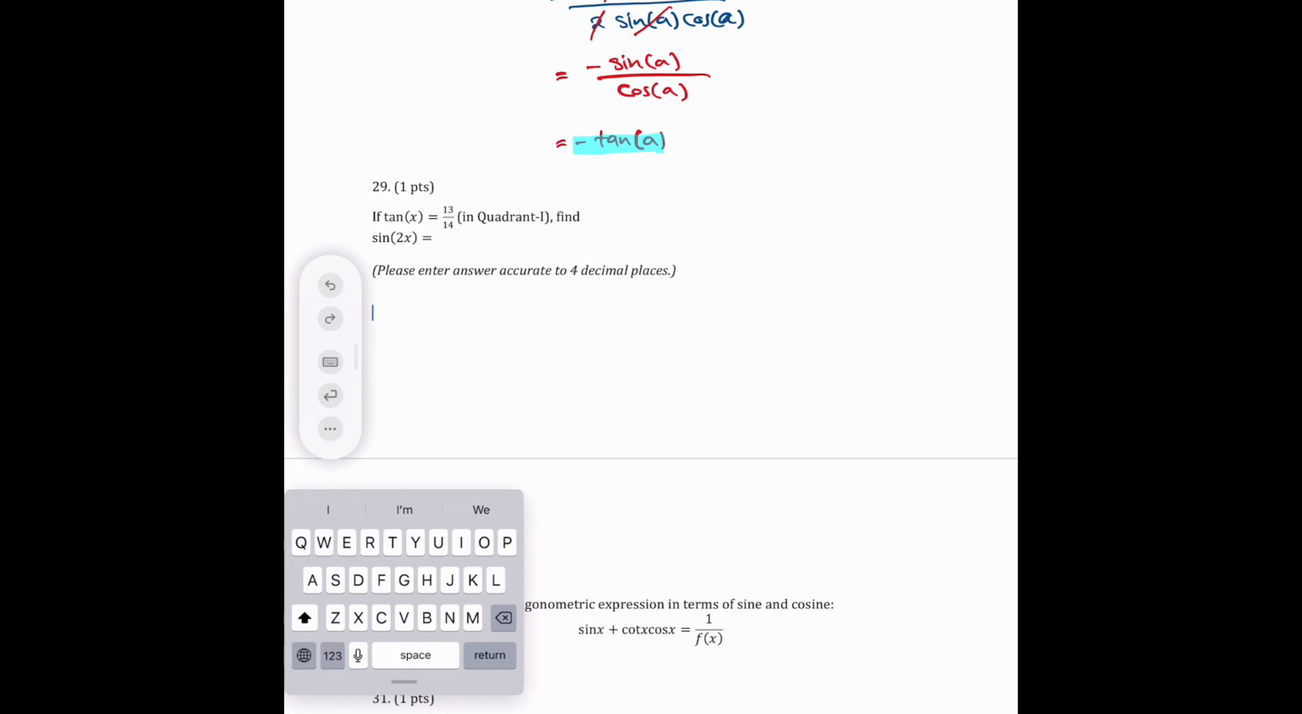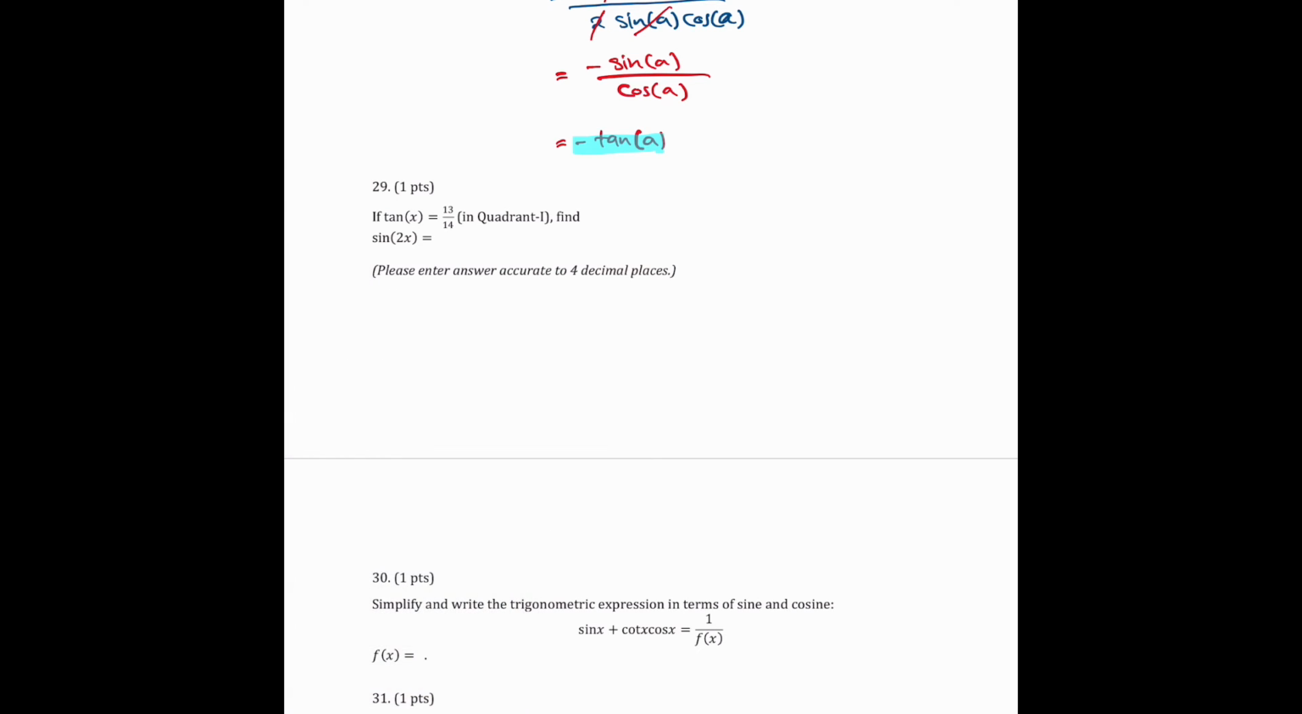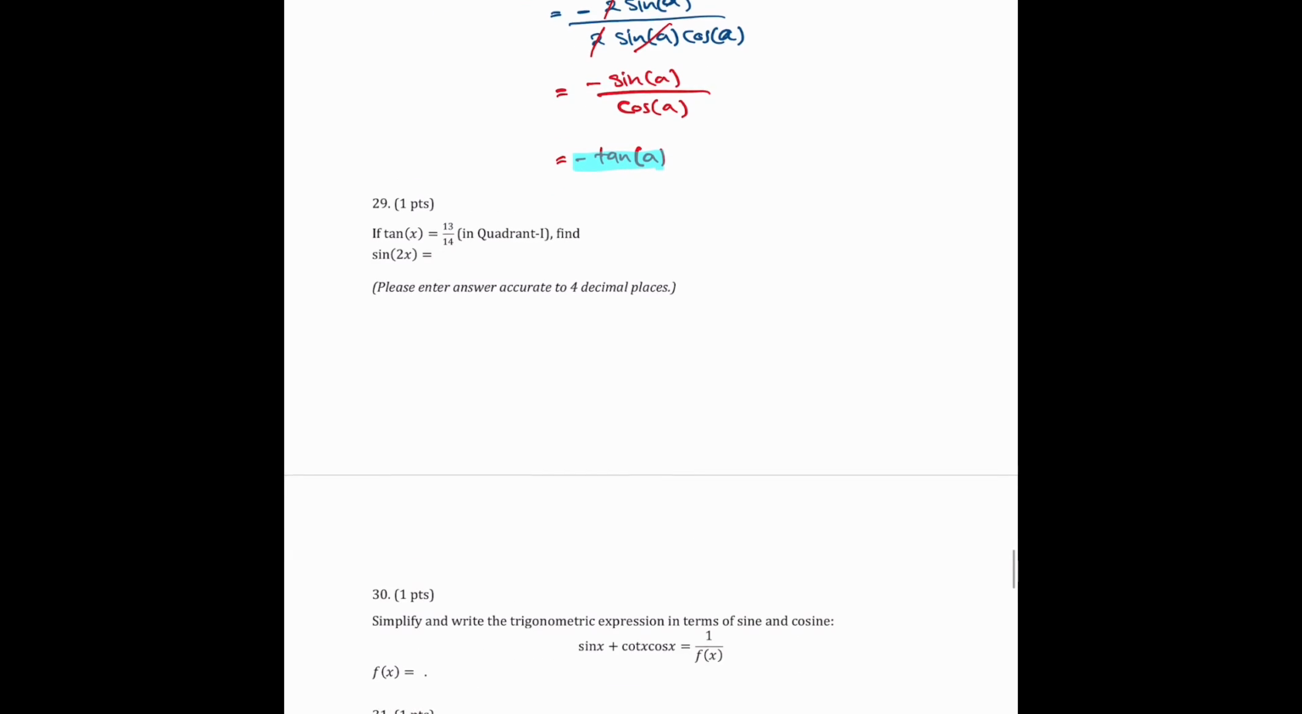Question number 29. For question number 29, we have tangent, and we need to find sine 2x. We know that sine 2x is equal to 2 sine x cosine x, so we need sine and cosine. This angle x is in the first quadrant, and we have the tangent, so that is the first step. We're going to create a triangle in the first quadrant. Here is x. Tangent is opposite over adjacent, which means the hypotenuse is going to be 14 square minus 13 square. So r square is equal to 14 square minus 13 square, which is equal to 183, which means r is the square root of 183.